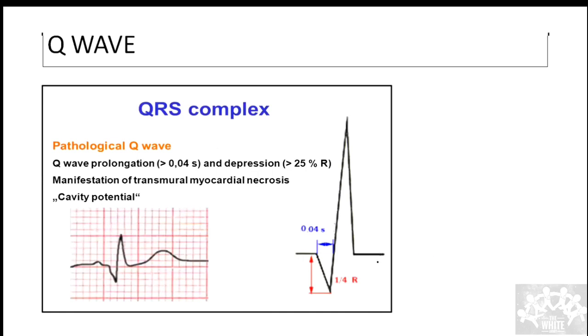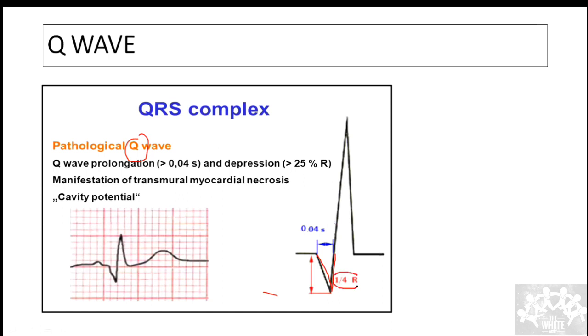Coming to the Q wave, I forgot to tell you when you call a Q wave pathological. This is very important. When do you call it a pathological Q wave? You call it pathological when the depth of the Q wave is more than 1/4, or 25%, of the succeeding R wave, or if the duration of the Q wave is more than one small square.